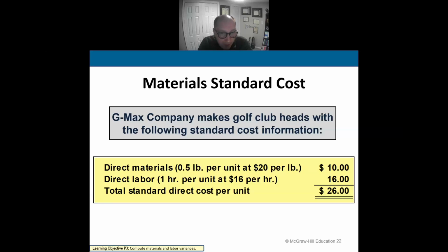And it takes me about an hour to make one golf club. That's $16 per hour. That gives me direct labor of $16. That means my total standard direct cost is $26. Standard direct cost is $26. The keyword here is standard. Standard, remember, that's a budgeted amount. That's what I normally pay.